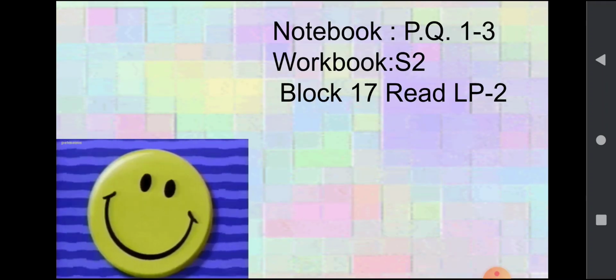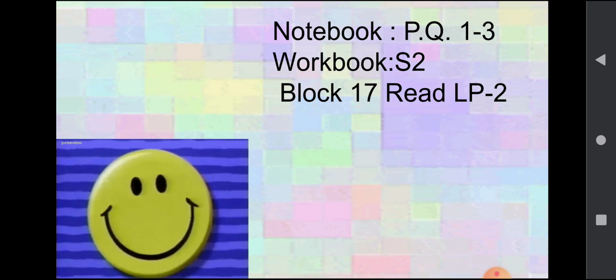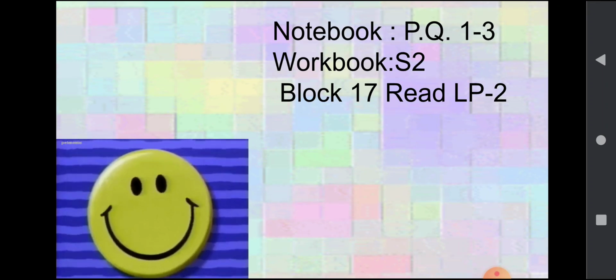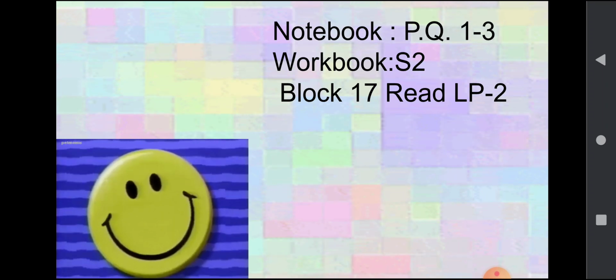So your homework is in the notebook, you have to do PQ 1, 2, 3, and in your workbook you have to do S1. Here it is written as 2, sorry for that. And from tomorrow we will start lesson plan 2. So you need to read it before starting your online class.